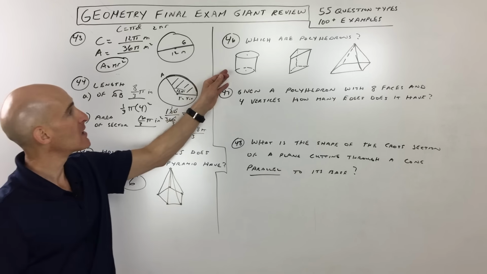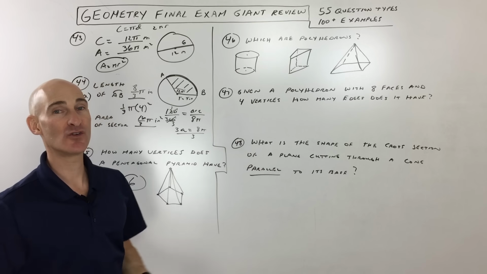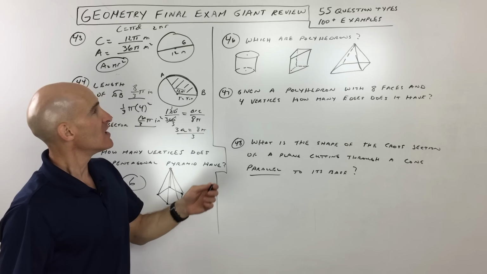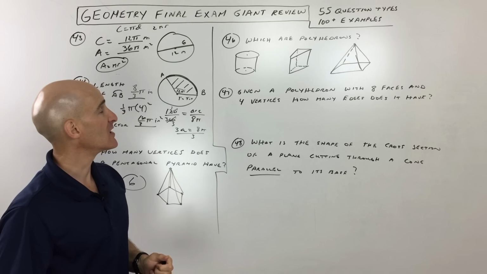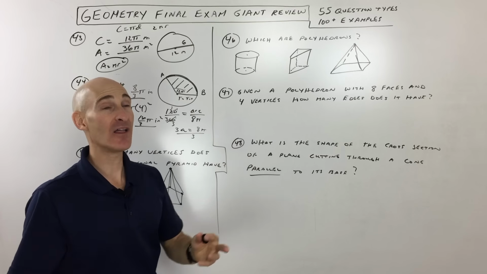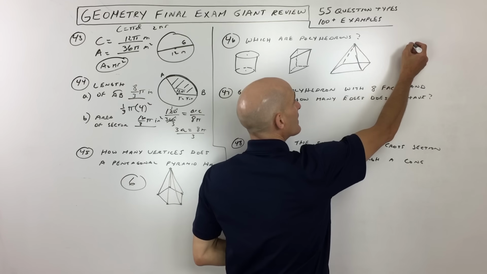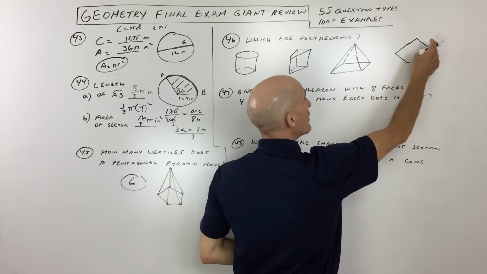Number 46, it says, which are polyhedrons? Poly means many, and hedron means like sides or faces, right? But the thing is, in order for it to be a polyhedron, a three-dimensional polyhedron, all the faces, all the sides have to be made up of polygons. What's a polygon? A polygon is an enclosed region, one enclosed region that is made up of line segments.